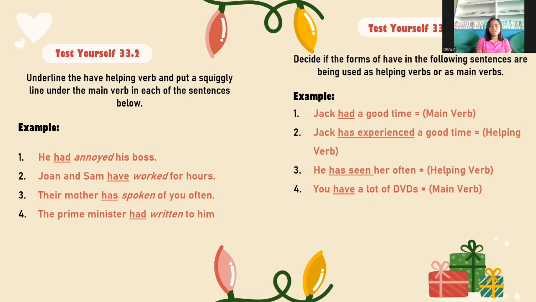All right. For test yourself 33.3. Decide if the form of have in the following sentences is being used as a helping verb or as a main verb. For example, number one: Jack has. Has is the main verb. For the second example, has experienced: has is a helping verb. And three, has seen: has is a helping verb. And the last, you have a lot of DVDs. You can see have is the main verb.